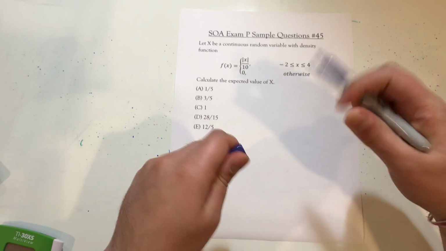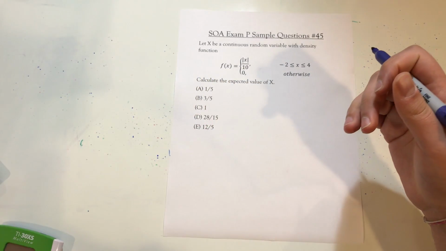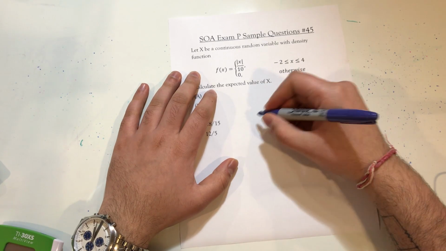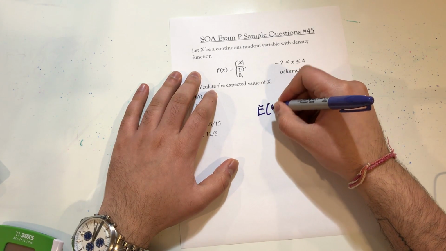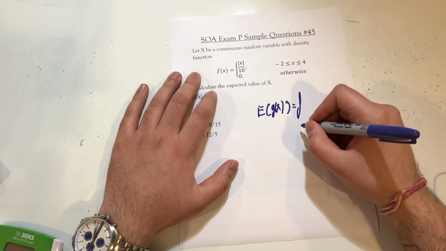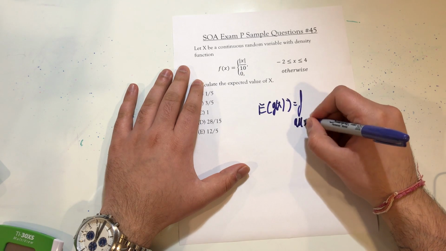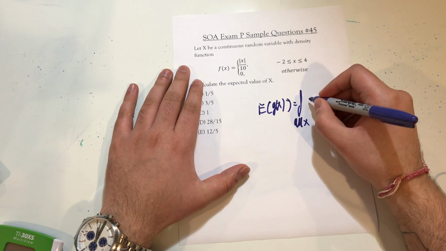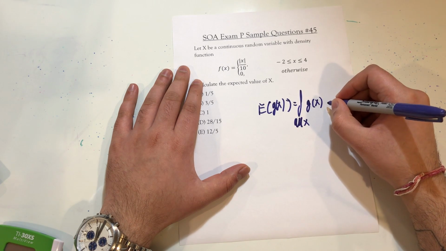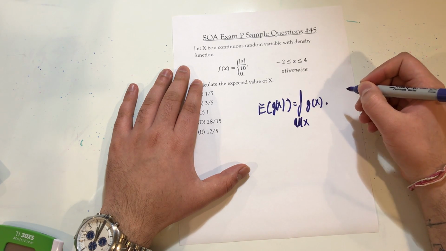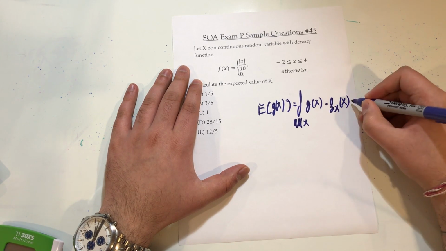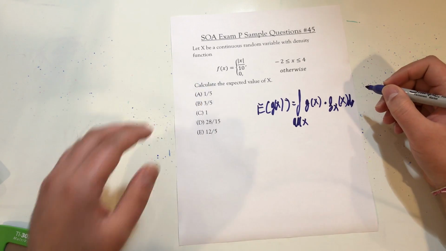The expected value for a continuous random variable is typically something like the following. It's the integral over all of x of whatever is in there, some function, some variable, g of x, multiplied by the density function, which is f of x, dx. Can't forget the dx. I do it all the time.